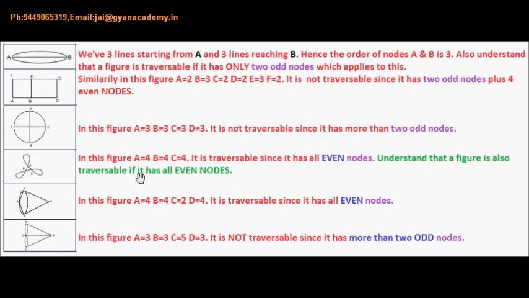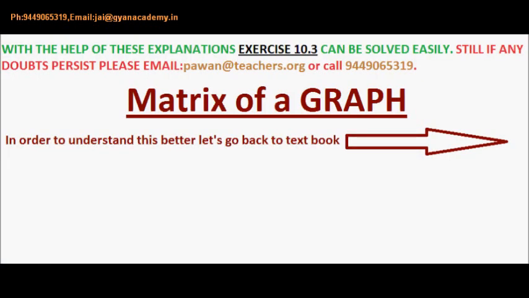In this figure we have all even nodes, hence this figure is traversable. This figure has all even nodes again, so it's traversable. This figure has all odd nodes but more than 2 odd nodes, hence it is not traversable. With the explanations given till now, exercise 10.3 can be solved easily. Still, if in case you have any doubts, you can always email me.